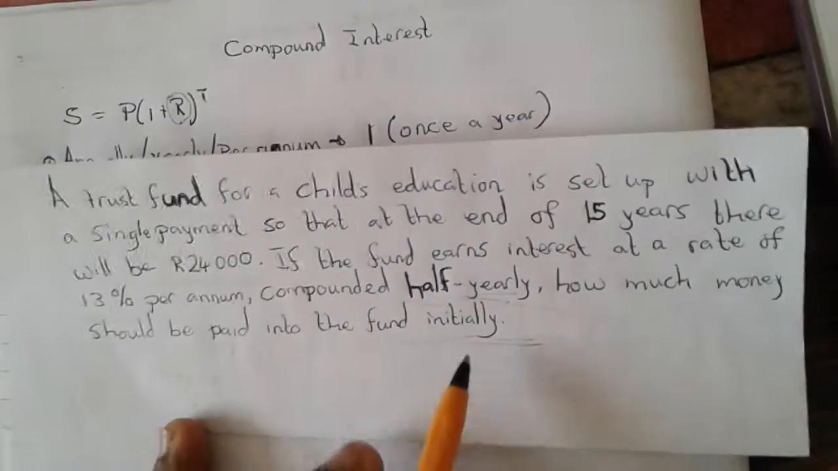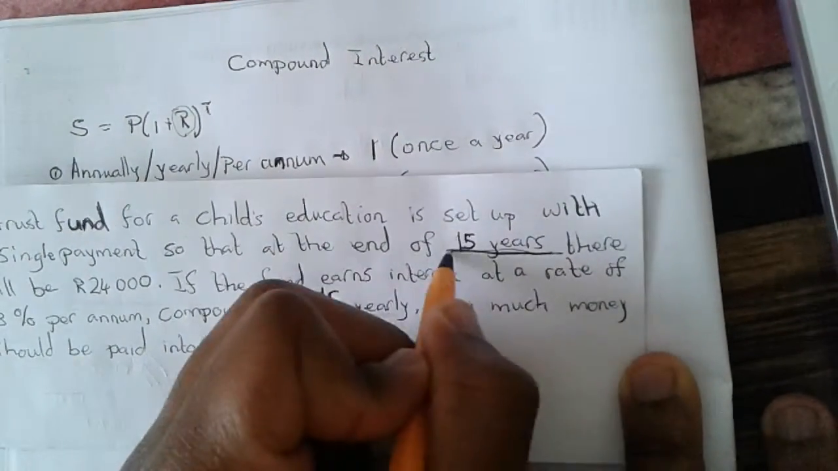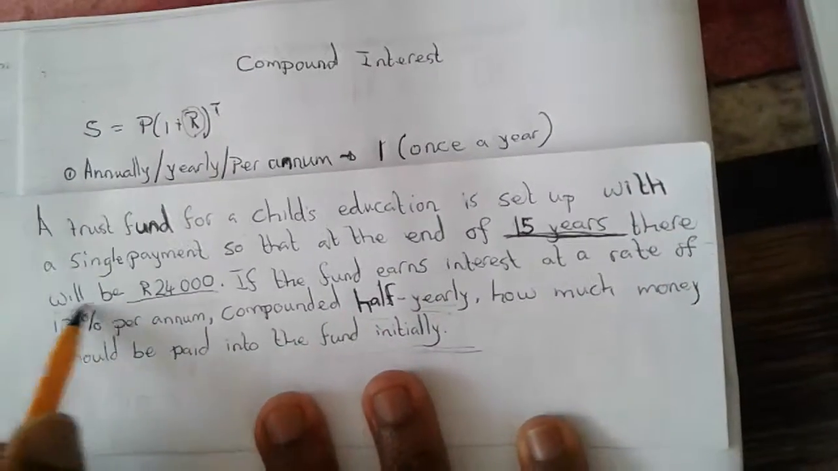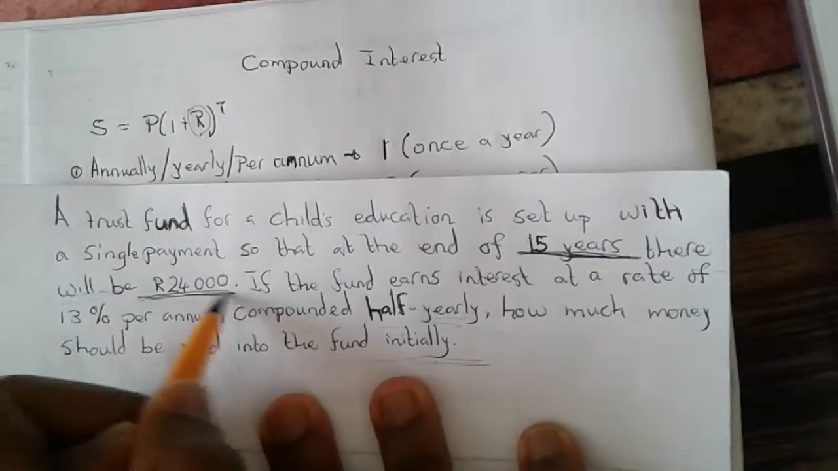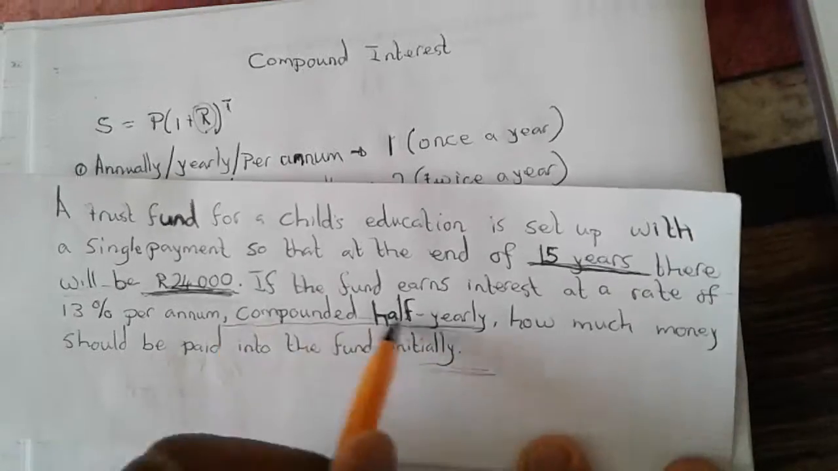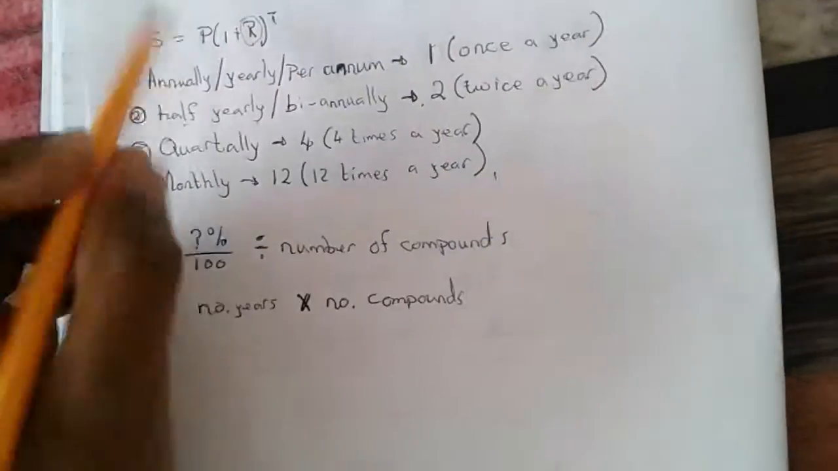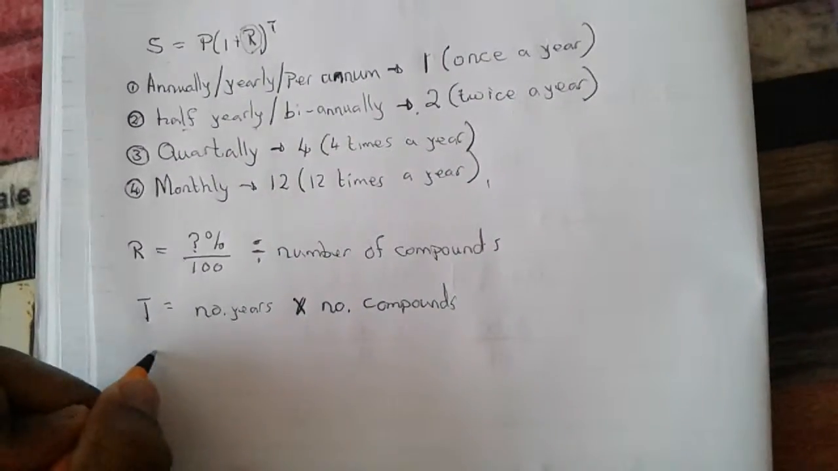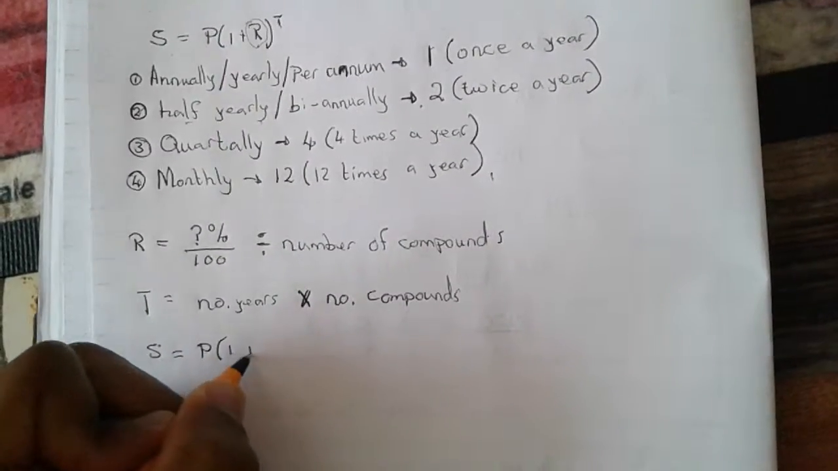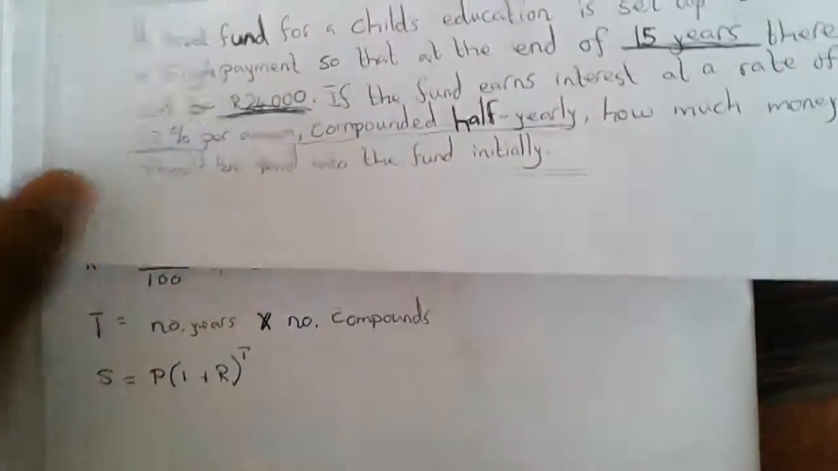Now you can see that we are looking for the present value. What do we have? We have the time in years. We have our future value, because they say there will be. And then what else do we have? The number of compounds. And we have our interest rate, which is pretty easy, right? So we're going to use our standard equation here, which is S equals P times (1 plus R) to the power T.